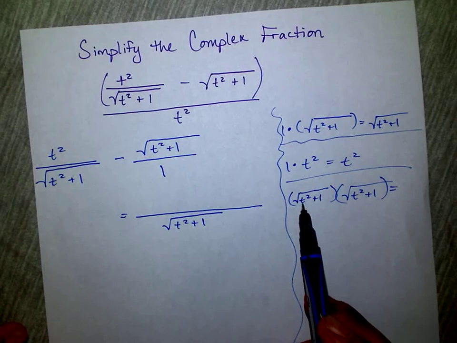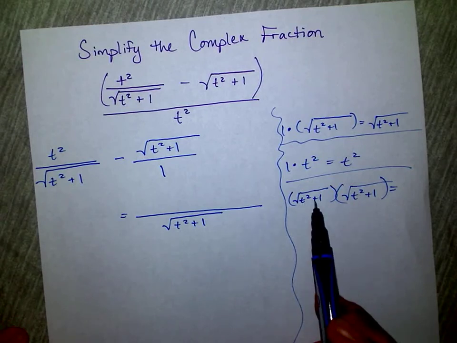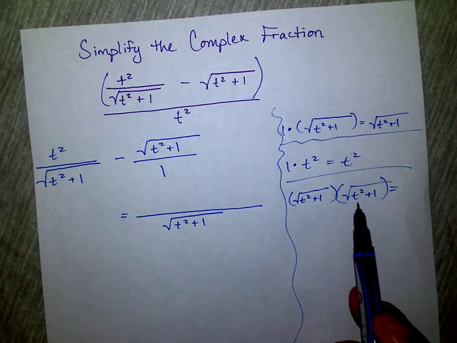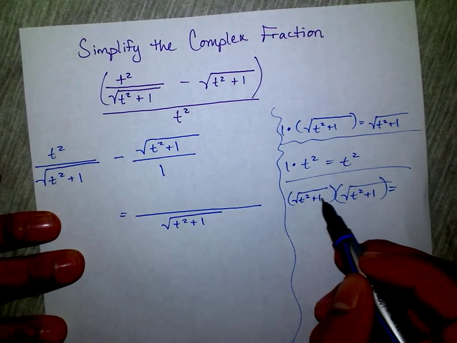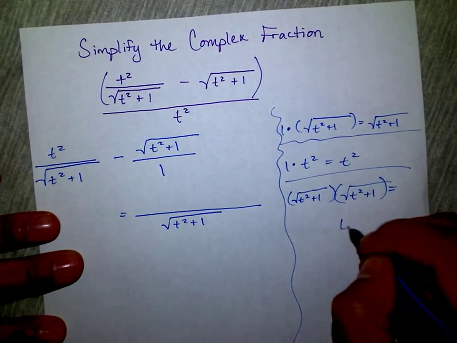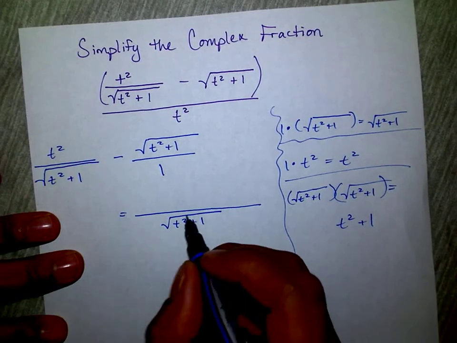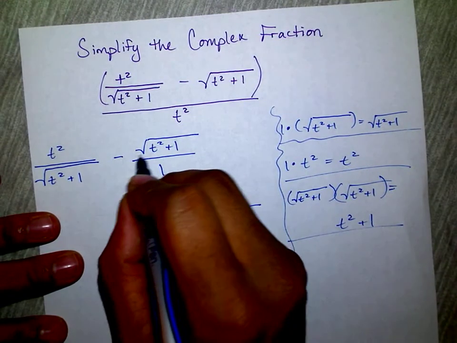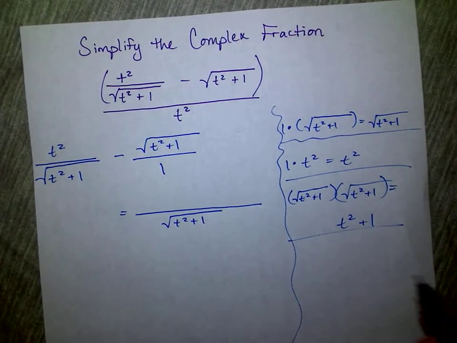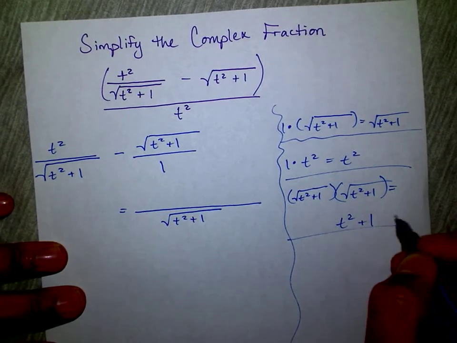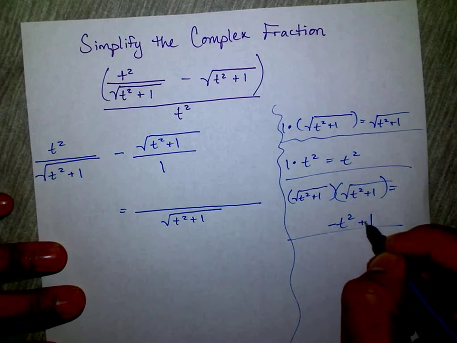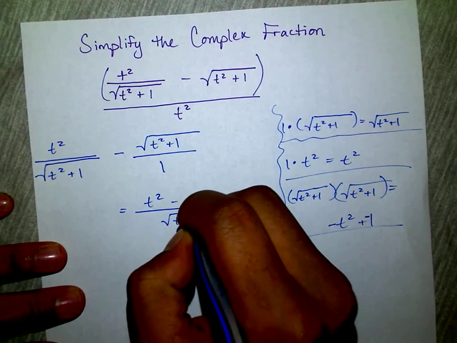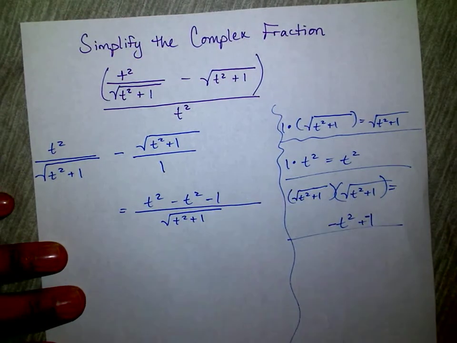Just a quick thing. When you multiply a square root times a square root, and there's the same thing underneath each square root expression, we're just going to end up with that expression. So the square root of t squared plus 1 times the square root of t squared plus 1 is just t squared plus 1. So I'm going to have t squared plus t squared plus 1. Oh, excuse me, that's going to be a negative. So really, this should be negative t squared, and that should be a negative 1. So this is going to be t squared minus t squared minus 1.